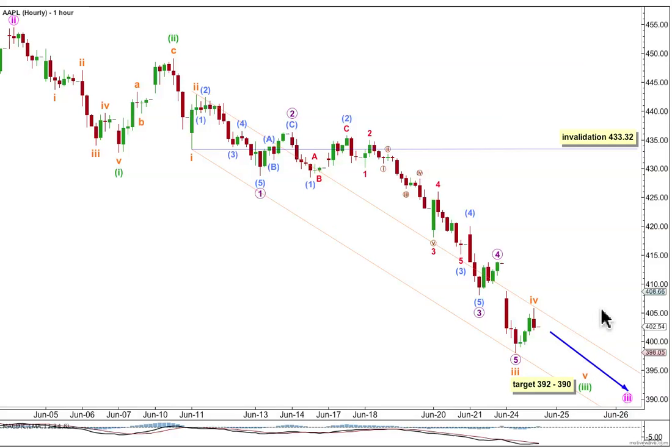That fourth wave correction may take a day, maybe 2 days or so, but not too much longer in duration than the counterpart second wave, unless it turns out to be a very time-consuming triangle or combination, and then it could be a bit longer lasting.